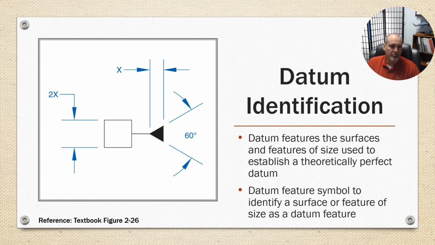But the symbol itself, whatever your character height is on your text, is X. The triangle shape that attaches to the feature is a 60-degree triangle, and then the box that the datum letter would be in is 2 times the font size.